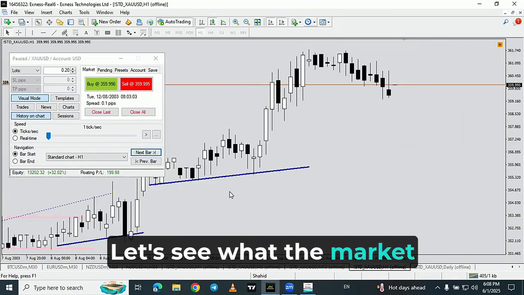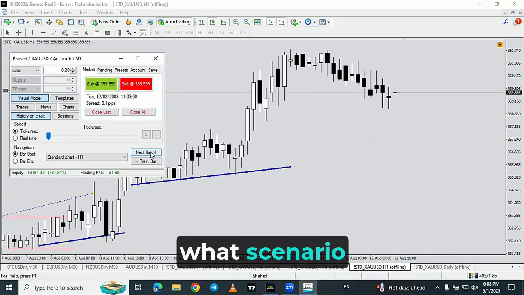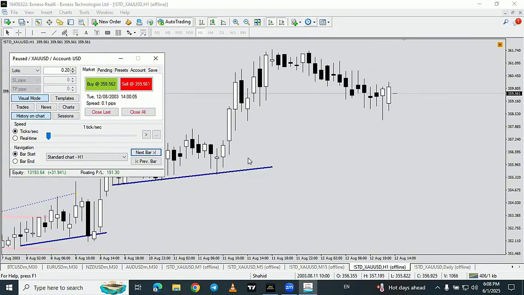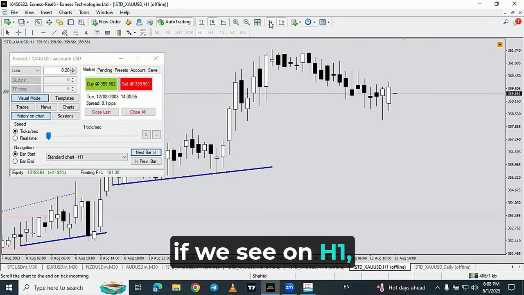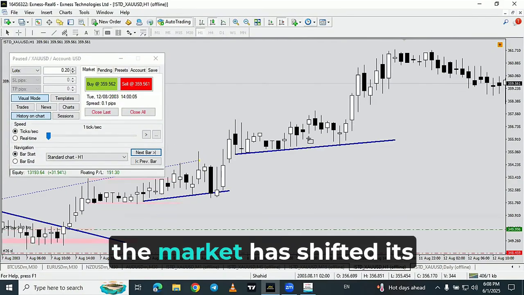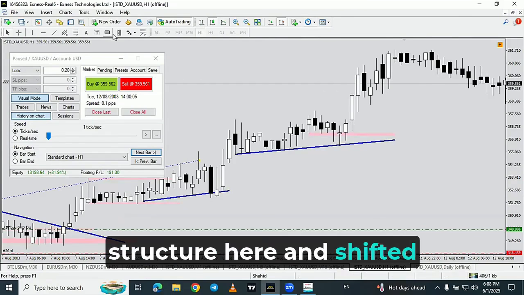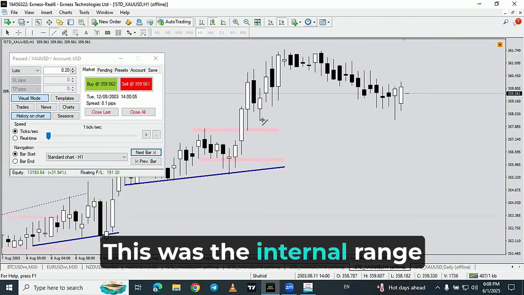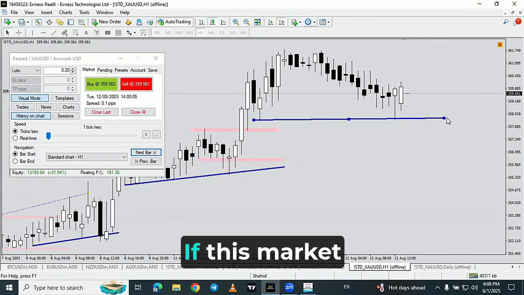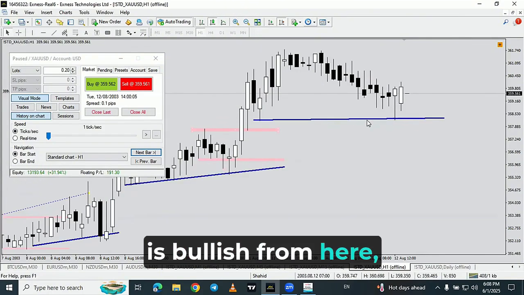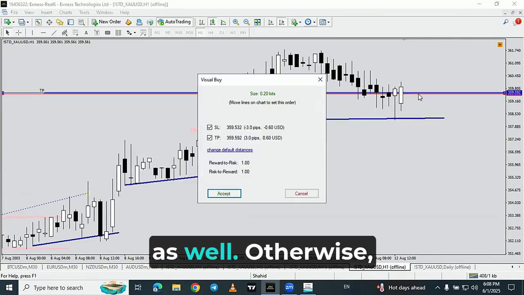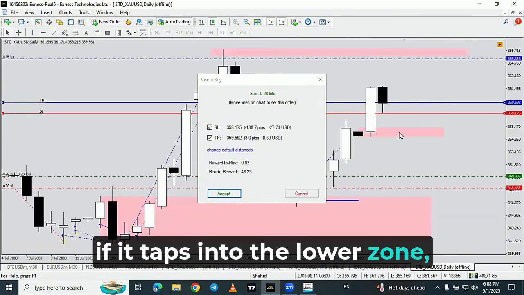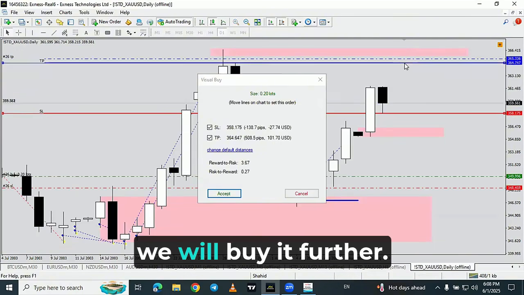Let's see what the market is doing on H1. If we look closely on H1, the market has shifted its structure here and shifted to the buy side. This was the internal range liquidity that the market picked. If this market is bullish from here, we can take the risk here as well. Otherwise, if it taps into this lower zone, we will buy it further.